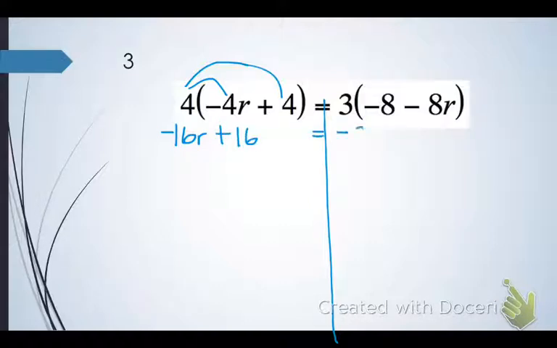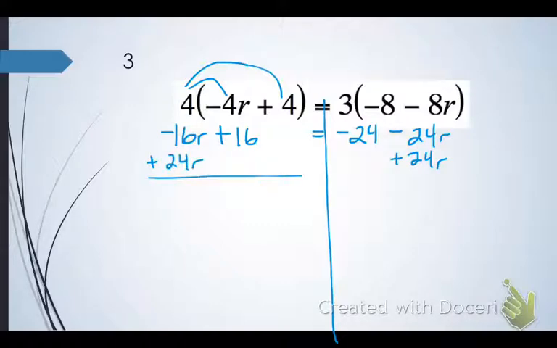3 times negative 8 is negative 24. And 3 times negative 8r is negative 24r. So in this case right now, both of my r's are negative. Doesn't matter which one I choose, but I am going to choose to move this one here in order to try to make it positive. These cancel, and I have negative 24 equals 16. And now again, because these are different signs, I subtract and end up with 8r.